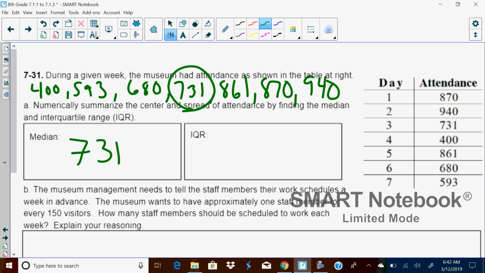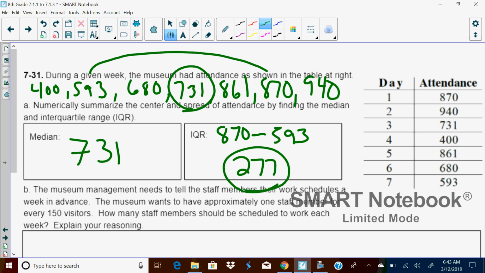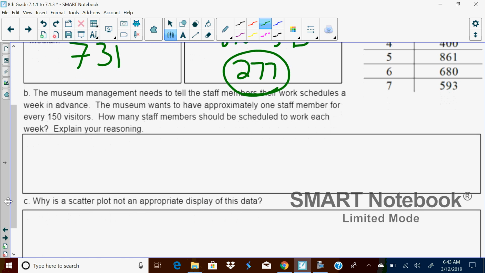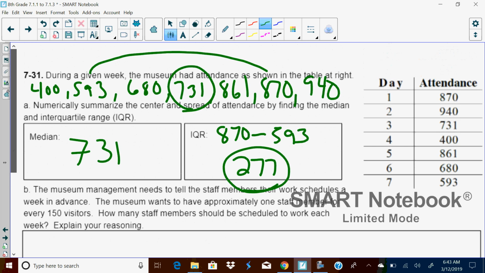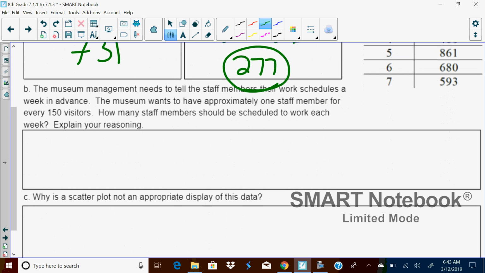For the interquartile range, you take the quartiles, which would be 870 and 593, and subtract them. So 277. So B, the museum management needs to tell the staff members. The museum wants to have approximately 1 staff for each 150. So there's about, the median 730, so about 750. So I did 750 divided by 150, and I got 6 employees.